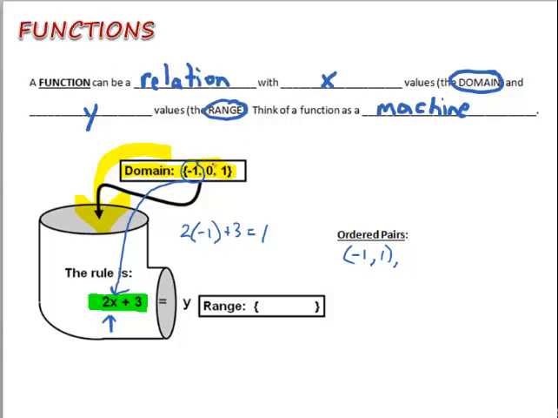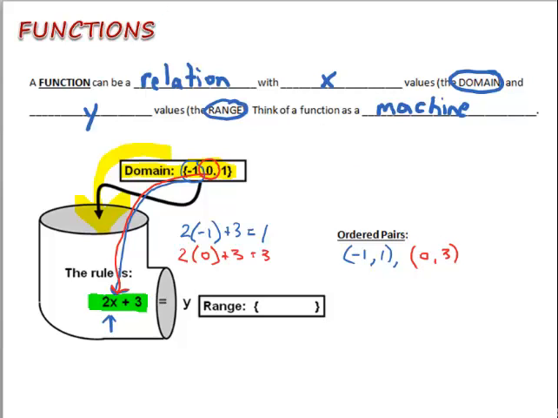All right, let's do our second one. Our second domain value is 0. Plug that in for the x and get 2 times 0 plus 3. When I do the math for that, I get 3. So my second ordered pair is 0 and 3, if I did that math correctly.